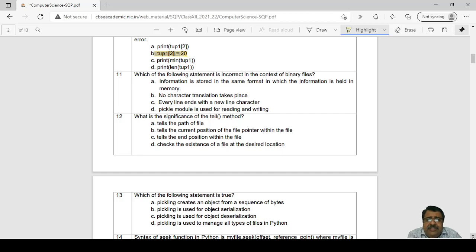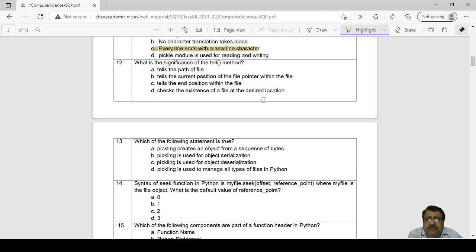Which of the following statements is incorrect in the context of binary files? Okay, so information is stored in the same format in which the information is held in the memory. Correct. No character translation takes place. That is also correct. Every line ends with a new line character. This happens only in the case of a text file and not in the case of a binary file. So this is the incorrect one.